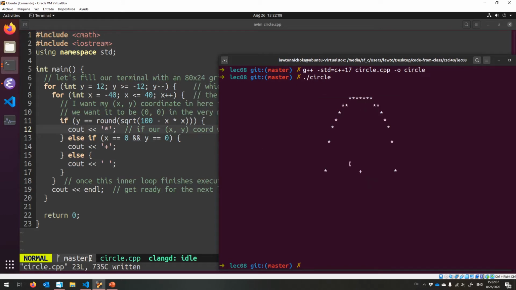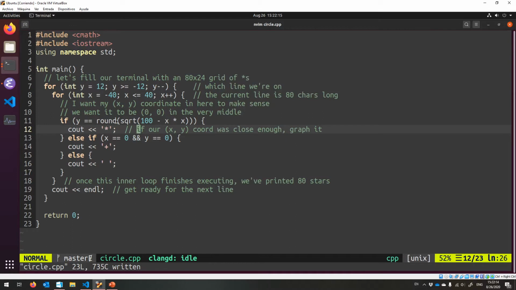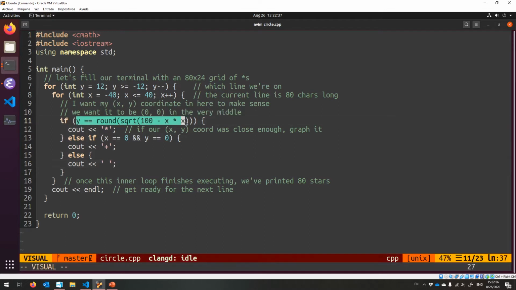But we're considering this coordinate right here has a certain x and y value. Is it very, very close to where it should have been? Is the square root of 100 minus x squared, rounded to the nearest whole number, equal to y? That would tell us whether our current xy coordinate that we're trying to either graph, figure if it's the middle, or just leave alone, is something we should consider. Okay? So this is the equation that checks if it's on our graph.